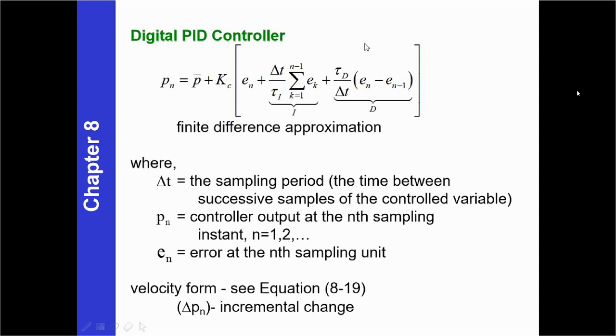If you look into a bit more detail on a digital PID controller, this is the equation for the digital PID controller, where we have the finite difference approximation.